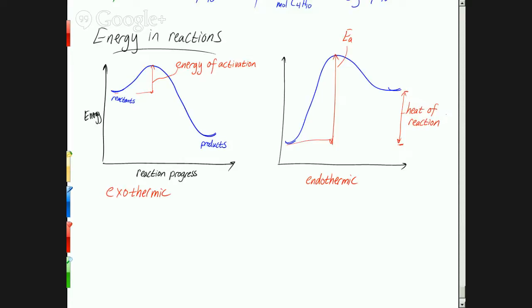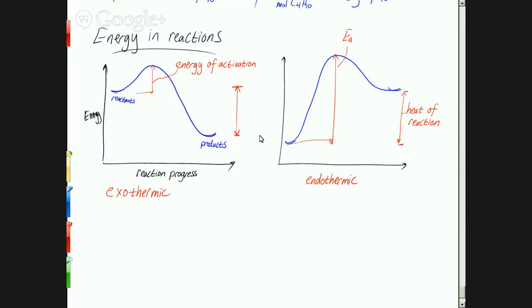So that's the amount of heat that is either taken in or given off. In an endothermic reaction, that heat is taken in, is absorbed. In an exothermic reaction, here's the heat of reaction for that exothermic reaction, the heat is given off. The difference in energy between the reactants and products is that heat.